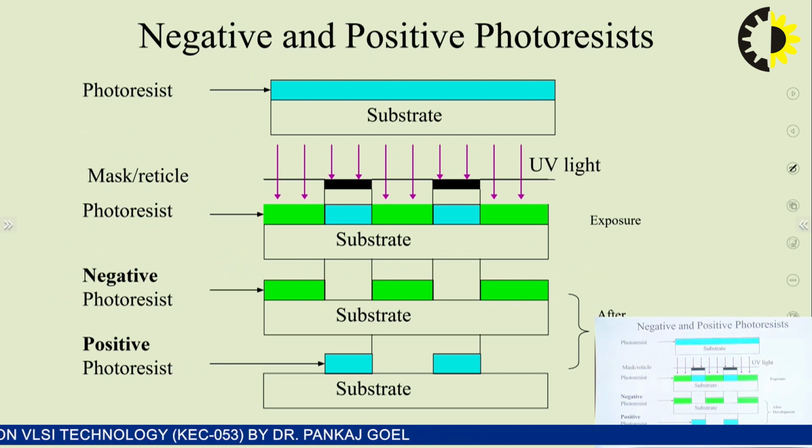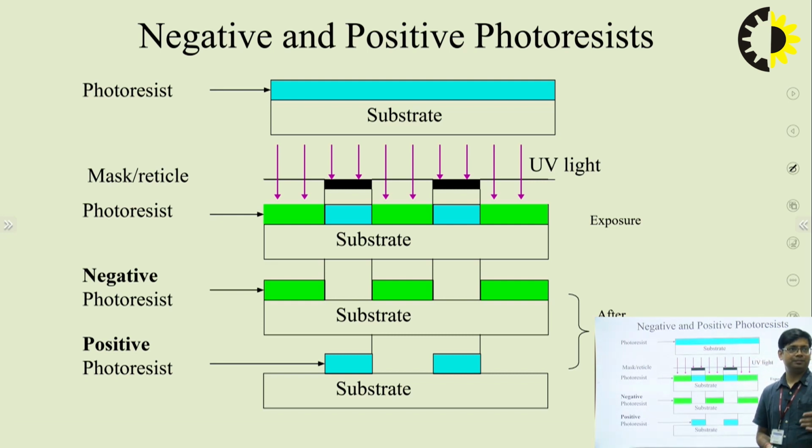Okay. Here we can compare the output of a positive and a negative photoresist. See, when positive and negative photoresists are exposed to radiation, in case of positive photoresist, the output pattern on the wafer is same as on the mask, whereas in case of a negative photoresist, the output pattern on the wafer is the negative of the pattern on the mask.